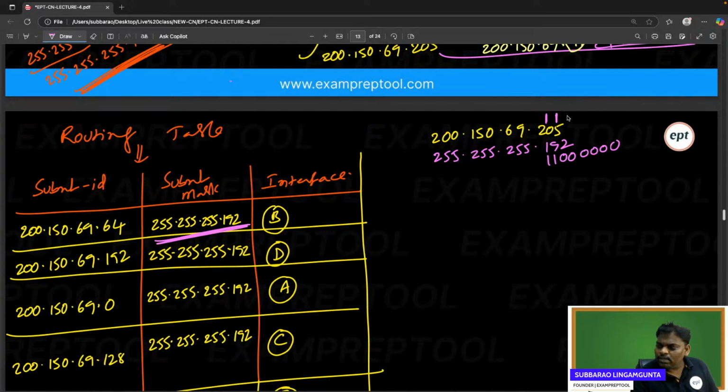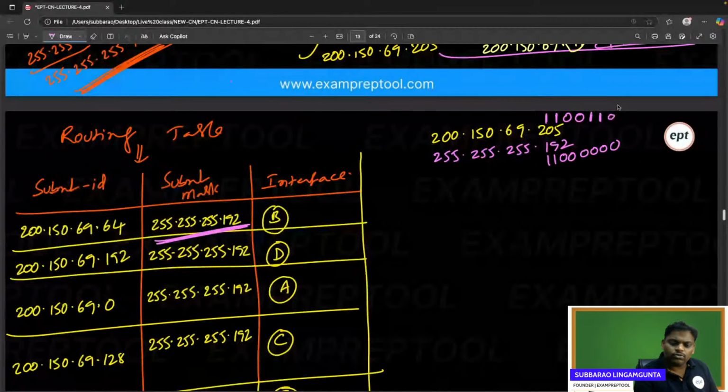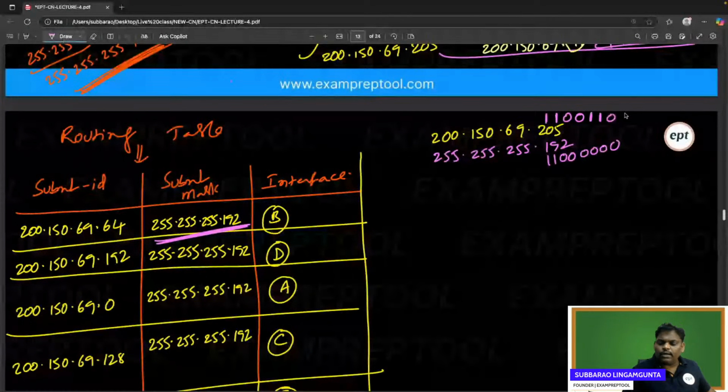So 13 means, I think, 12. 12 means 8 plus 4, 8 required. So 128 over, 64 over. I don't want 32. I don't want 16 also. Right? I want 8. I want 4. Right? And 0, 0. Sorry. 13 I want. 0, 1. 0, 1. Please check properly.